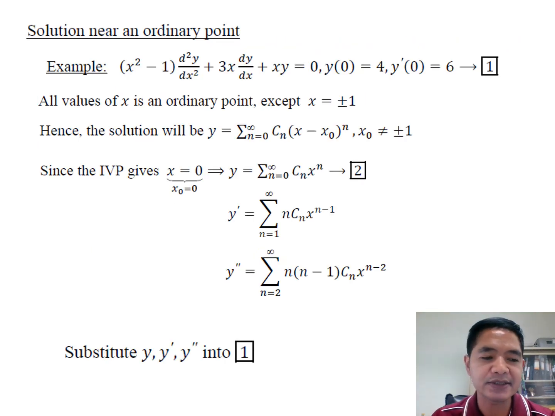Okay, now let's take a look at an example of a second-order ODE using series solutions near an ordinary point. Here we have (x squared minus 1) d squared y over dx squared plus 3x dy over dx plus xy equal to 0. And we also have the initial conditions: when x equals 0, y equals 4, and when x equals 0, y prime equals 6. This is the second-order ODE problem that we have.